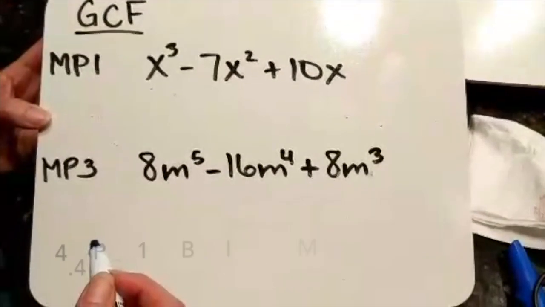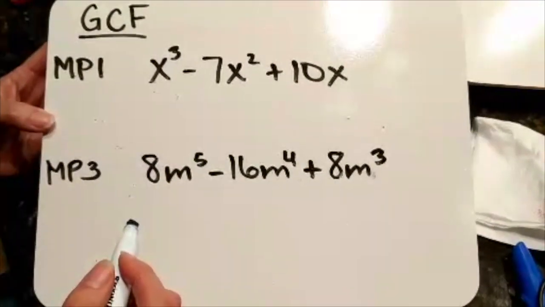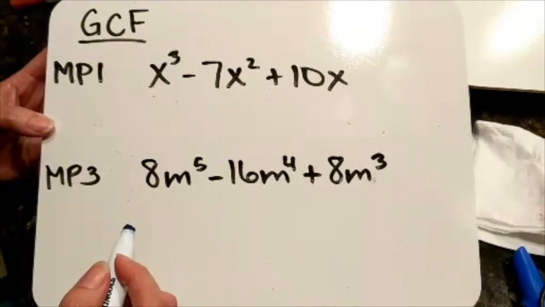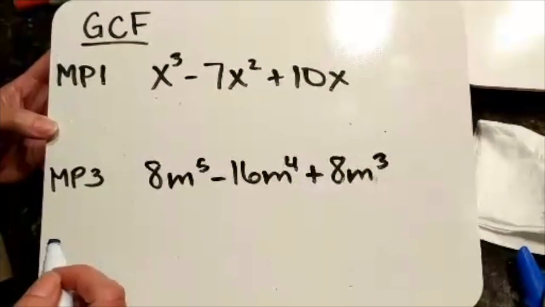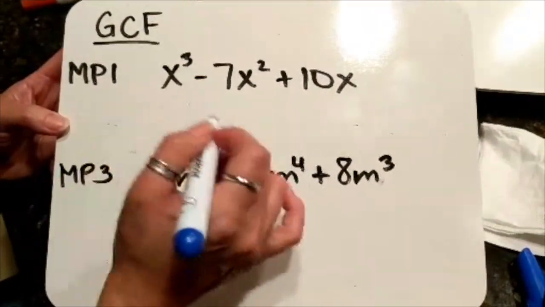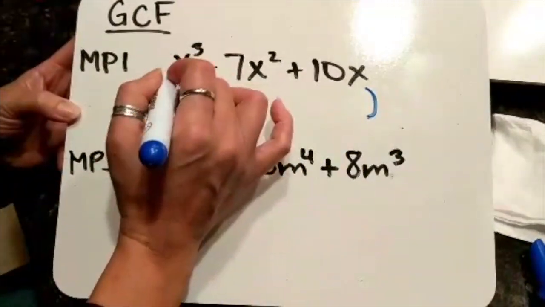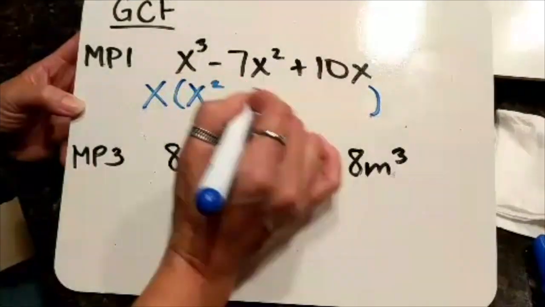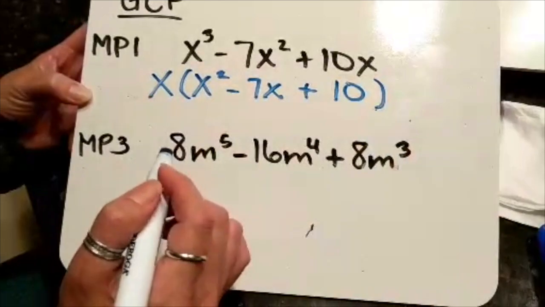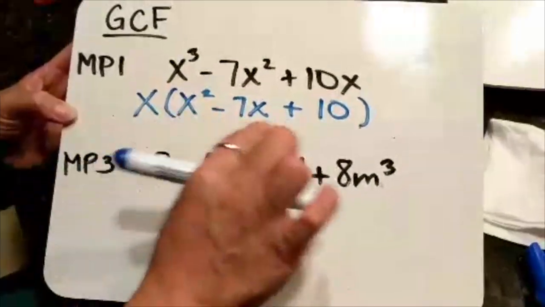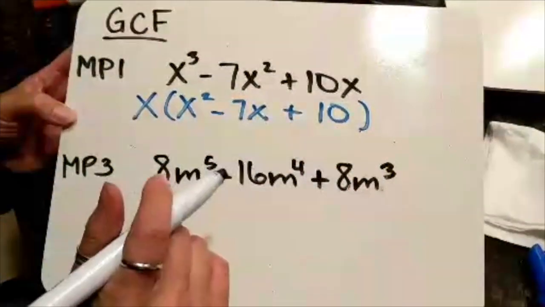Okay, so we're going to start with the greatest common factor. I'm doing Monitoring Progress 1 from section 4.4 on page 180. So, what is the greatest common factor in each of these terms? X. Perfect. So we're going to factor it out, which means we actually divide it out. So I have an x there, and when we divide this out, we have x squared minus 7x plus 10. But we're not done, because we have a trinomial here, and I'm skipping ahead, but we have to see if we can continue to factor it.